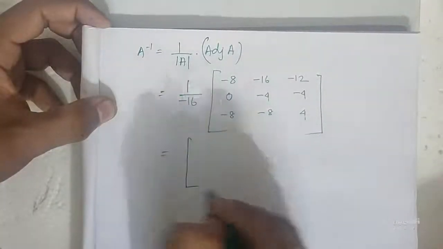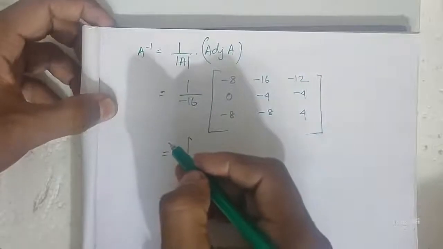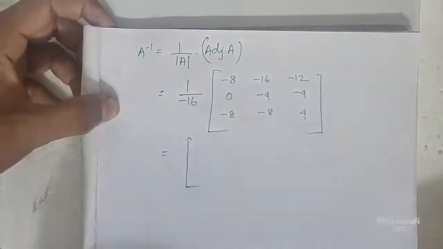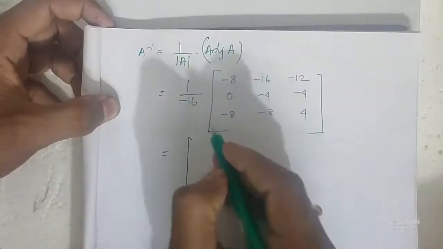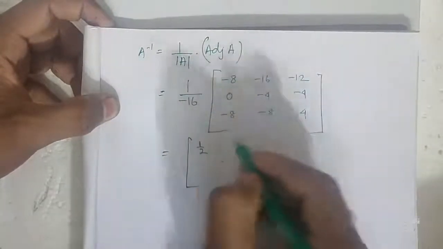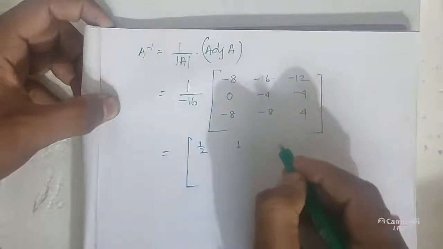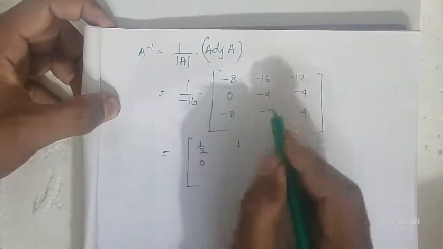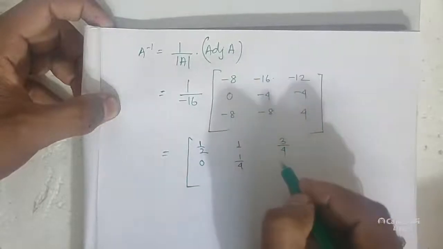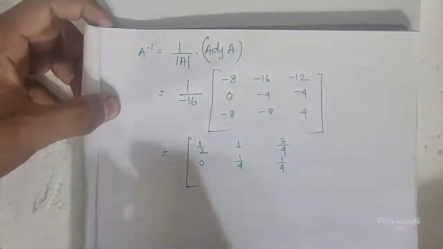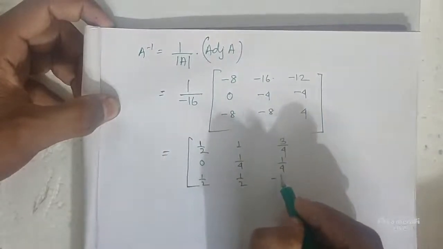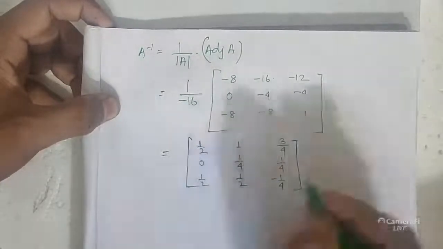This is equals to, now multiply minus 1 by 16 with all the elements. Now if you multiply, here you are getting 1 by 2, here you are getting 1, here you are getting 3 by 4. Next, here you are getting 0, here 1 by 4, here also 1 by 4. Here half, minus 1 by 4. So this is the answer.